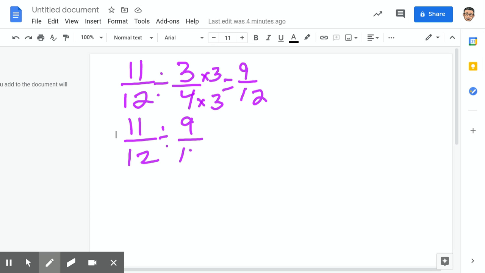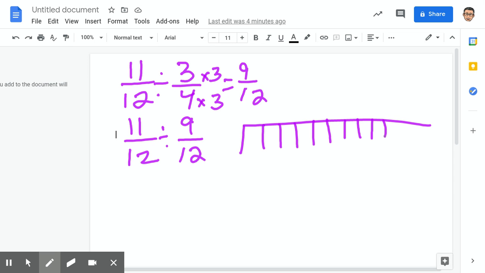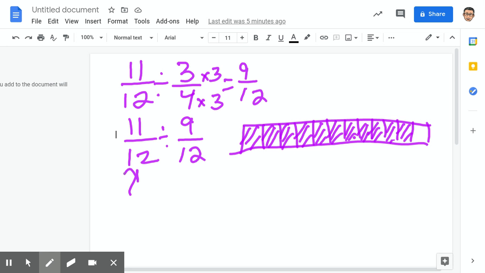So now I ask myself, how many sets of 9/12 are in 11/12? Let's draw 11/12. I need 12 pieces. 1, 2, 3, 4, 5, 6, 7, 8, 9, 10, 11, 12. It's a little bit ugly, but it works. I know I need 11, so I'm just going to go there so I don't go too far. Sometimes my brain goes too far. 2/12, 3/12, 4/12, 5/12, 6/12, 7/12, 8, 9, 10, 11/12. There's my dividend, 11/12. That is tricky to say.